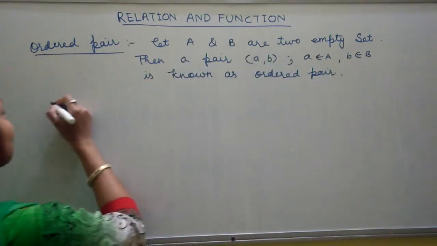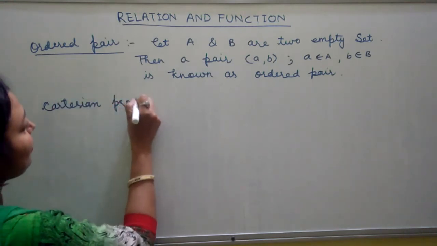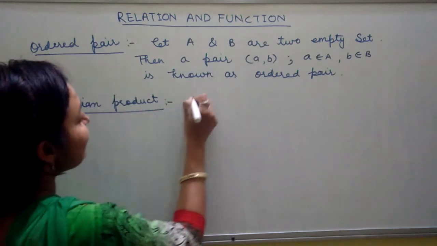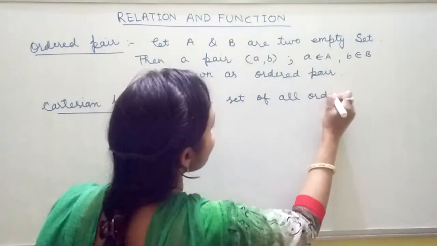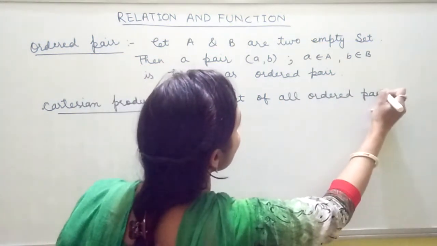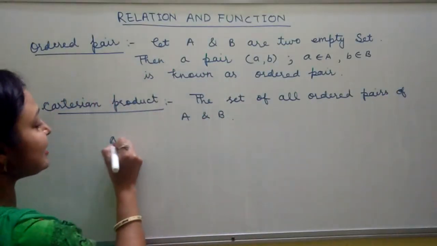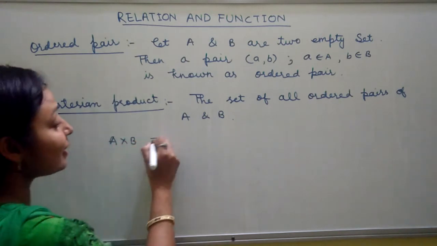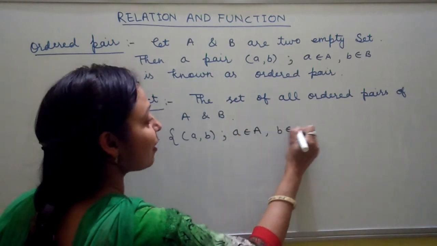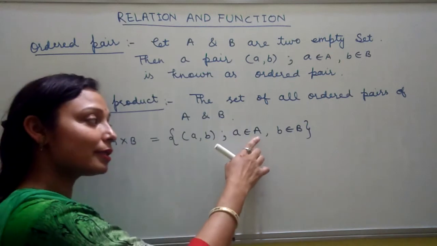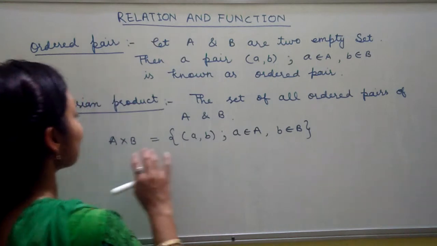Now come to the Cartesian product. Cartesian product means the set of all ordered pairs of A and B. It is represented by A cross B, and it equals (a, b), in which a belongs to capital A and b belongs to capital B. That means the first element belongs to the first set and the second belongs to the second set. Okay, so now come to the relation.